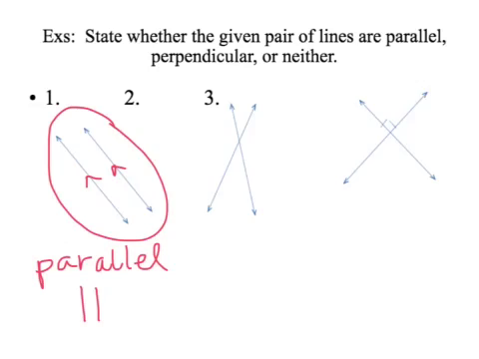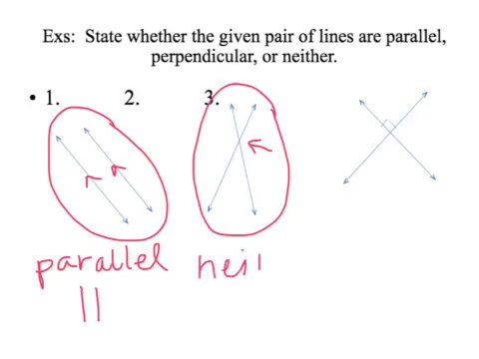Number 2, now this is supposed to be number 2 even though my PowerPoint skills are not great. These lines do touch, so they're not parallel. They don't meet at a right angle because there's no little square in here saying that they meet at a right angle. So this is just going to be neither. They're not parallel, they're not perpendicular, they're just two lines that intersect.